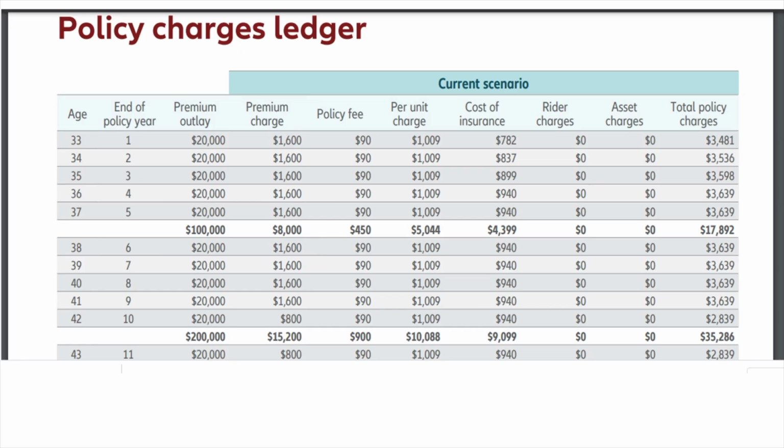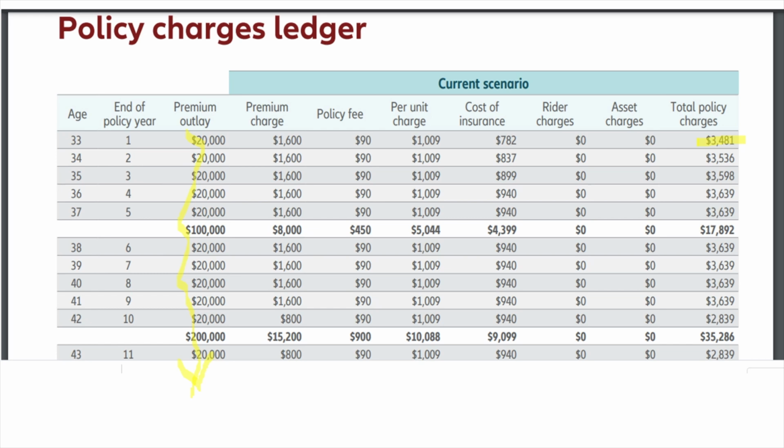Now let's start out with these policy ledgers. Remember, our client is putting in $20,000 every year until it's time for him to retire. The first year he's got total policy charges of $3,481. Oh my, isn't that a lot? This is where people come to say, gosh, these policies are so expensive. I'm going to take 3,481, divide by $20,000, and I get 17%. That is very expensive, but we're going to show you why it's not as I uncover the layers of the onion here.